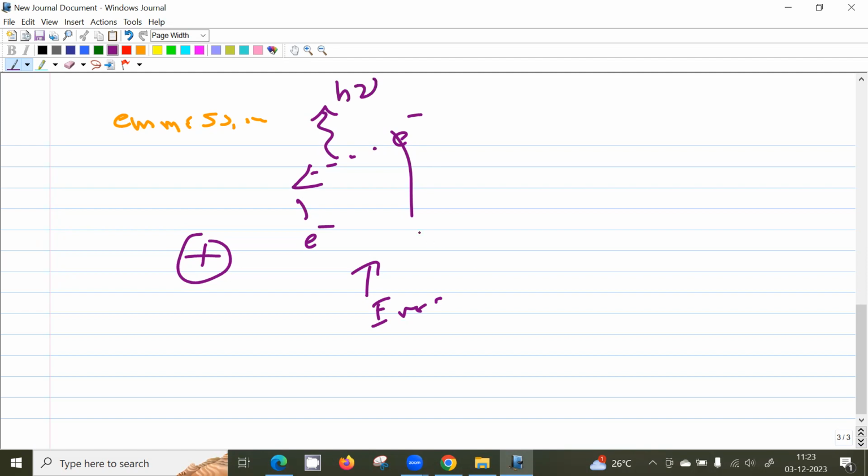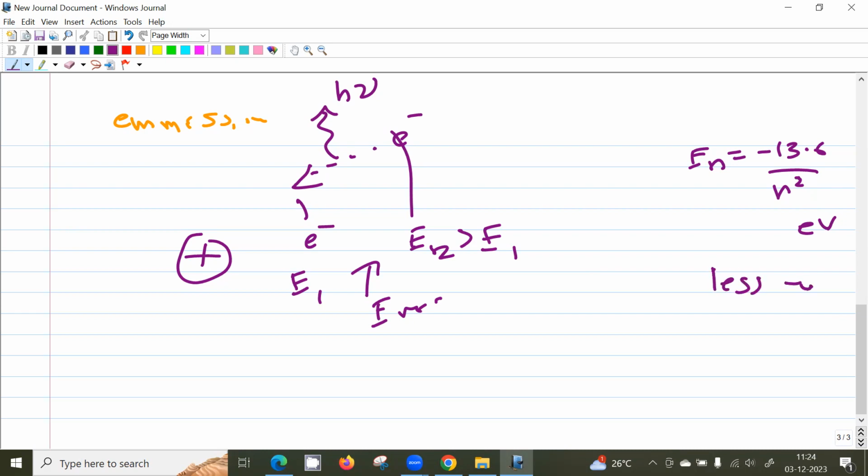Energy of the outer orbits is more compared to energy of the inner orbits. E2 is greater than E1. This we will study later. Actually, En is minus 13.6 by n square electron volts for hydrogen atom. So as n is increasing, the value of E is becoming less negative, and E infinity is 0. So the highest energy is 0. After that, it will become more and more negative. So the outer electron levels are high energy.